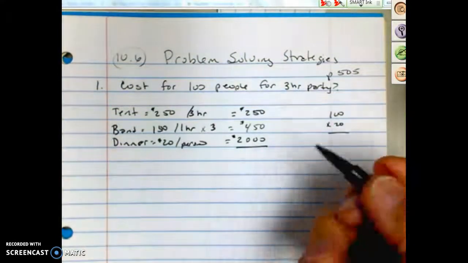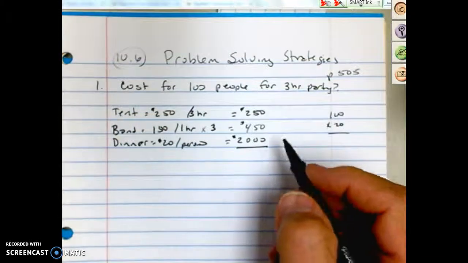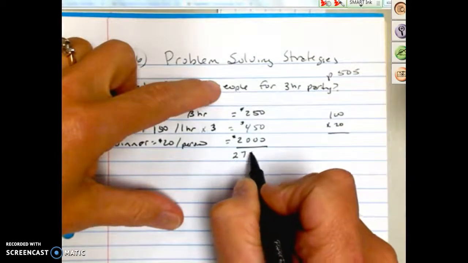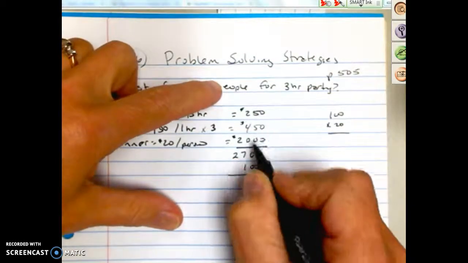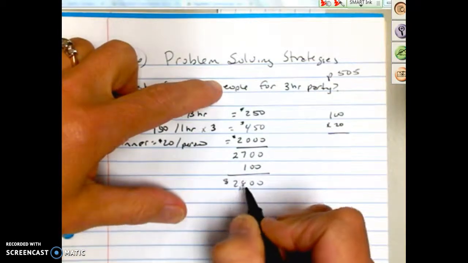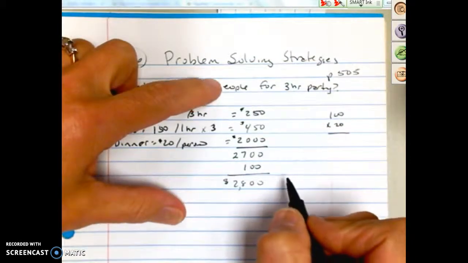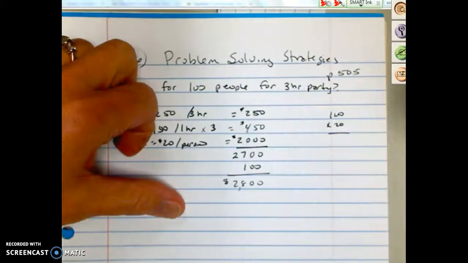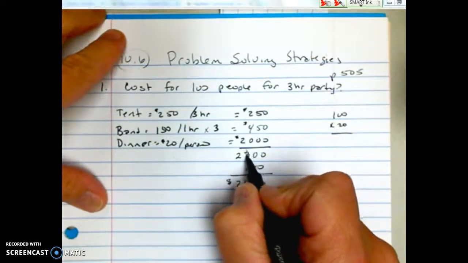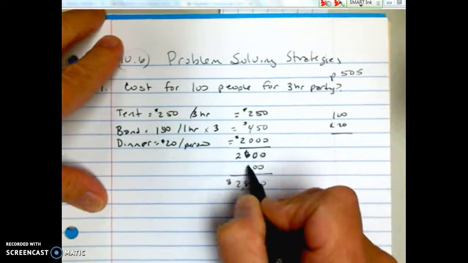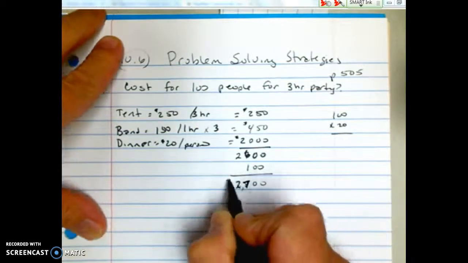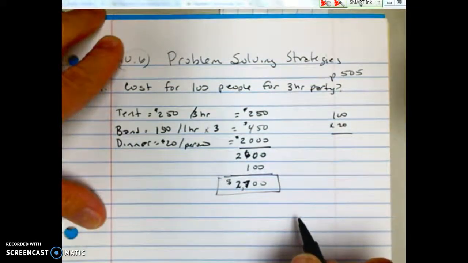So we are going to now just add that up. So the cost of the tent, the band, and the dinner, if we add all that up, we're going to get $2,700, and then we have another 100 added on to that. 50 plus 50 is 100, so $2,800 for this party. And I think I added this up wrong. And yes, I did add this up wrong. It was 2,700, and so it's $2,700 for the party. So $2,700 for this party, and we'll box that in.